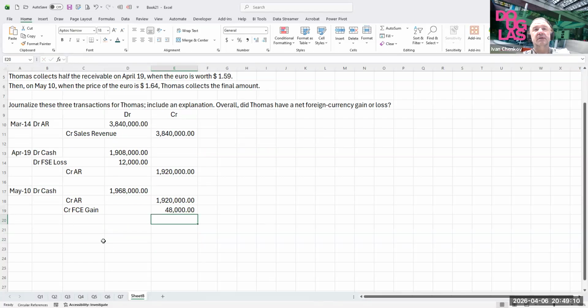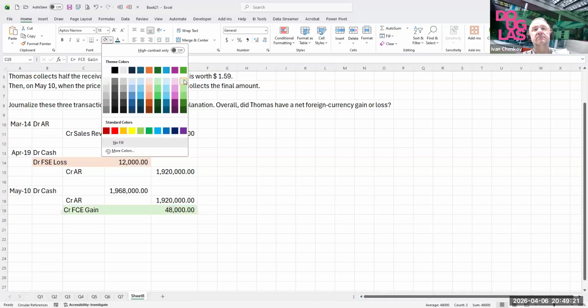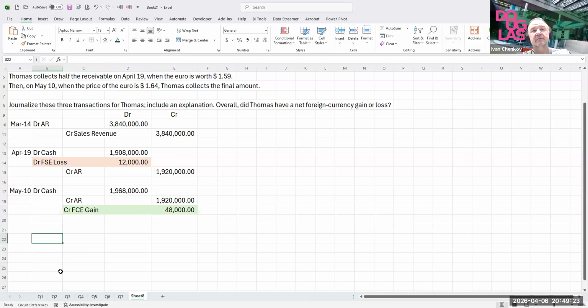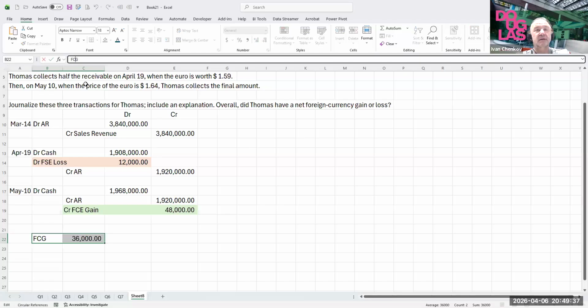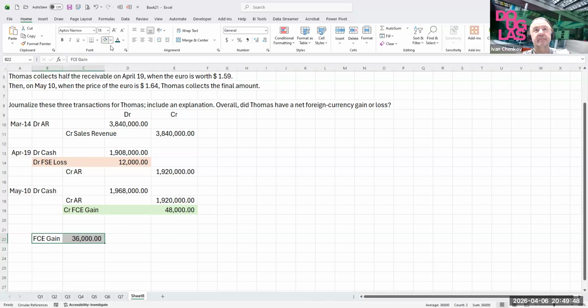So overall, is he losing, or how much is the overall gain or loss? He has a loss of 12,000 and he has a gain of 48,000. So overall, he's positive. He has a foreign currency exchange gain of 48 minus 12, which is $36,000, and that will be transferred into. Make sense?